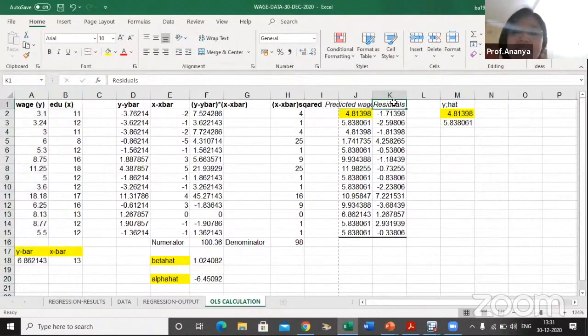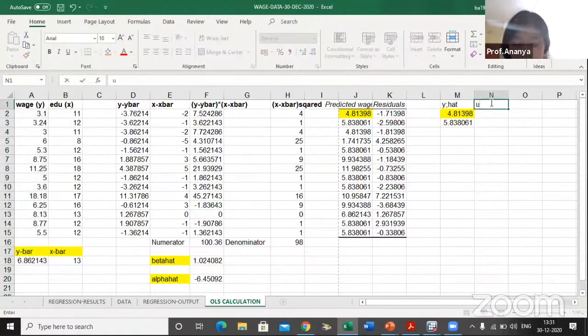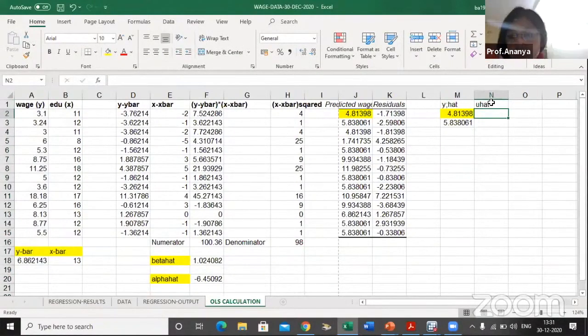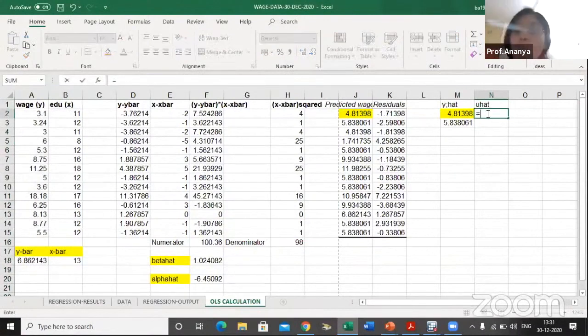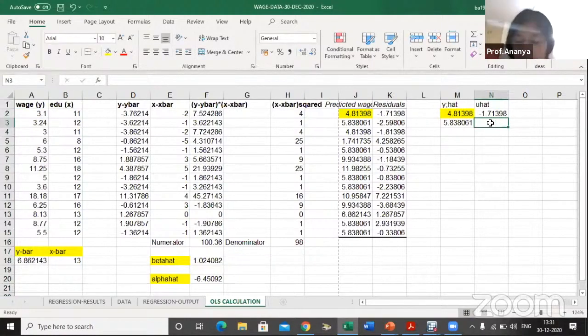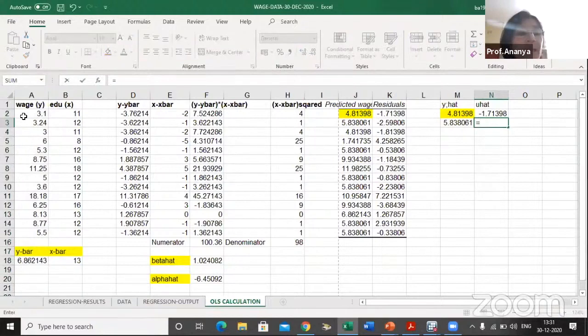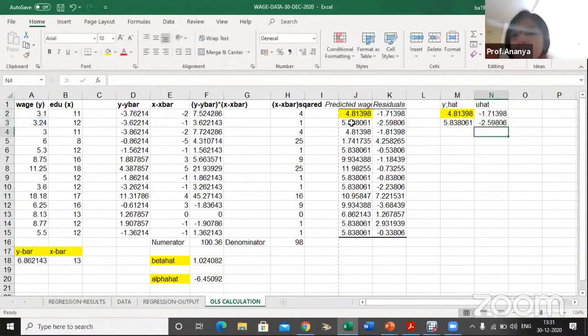And along with this, we have the least squares residuals. What are the residuals? We'll call them U hat. Remember the U's? The U's were unobservable. The residuals are giving you estimates of your U's. So this is equal to Y minus Y hat: the actual observation, 3.1, minus the predicted. Again, same thing: this is equal to actual observation minus the predicted.